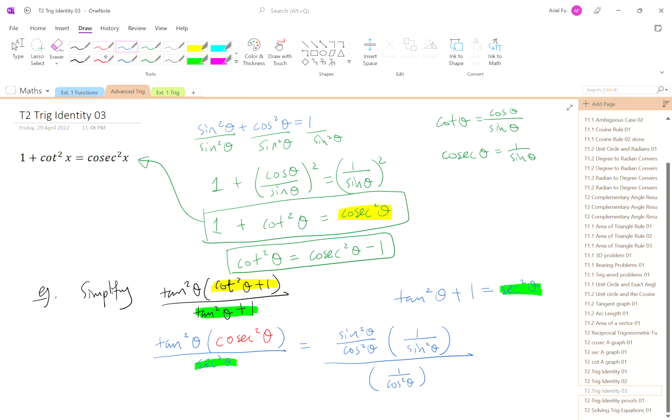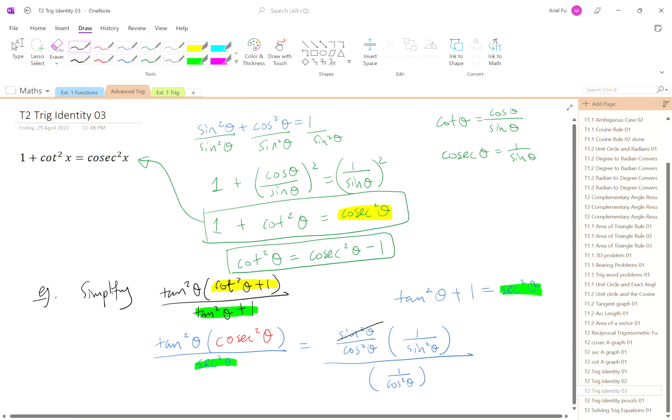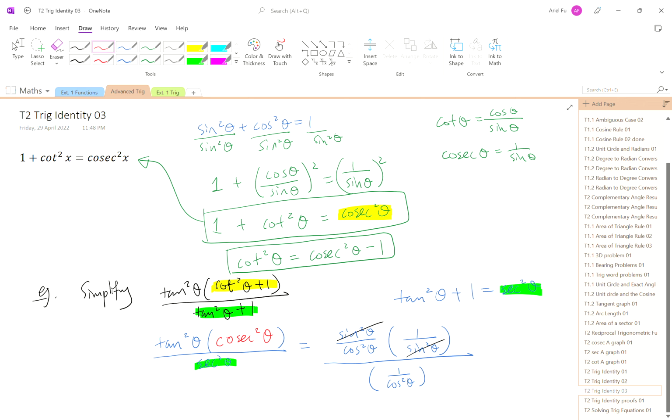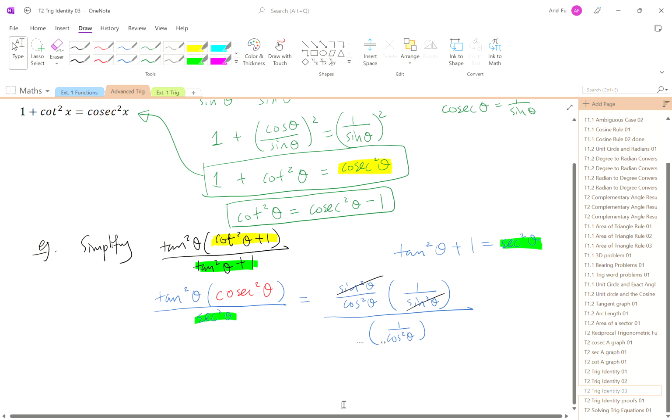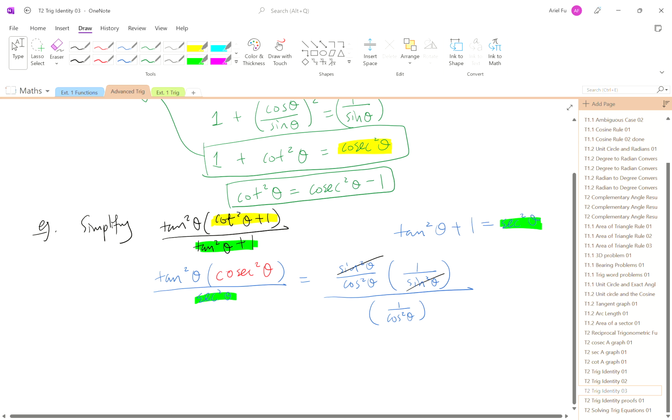As you can see over here, sine squared and sine squared will cancel out, and you're going to end up with just 1 over cosine squared theta divided by 1 over cosine squared theta, which is just 1. So the whole thing simplifies down to just 1.